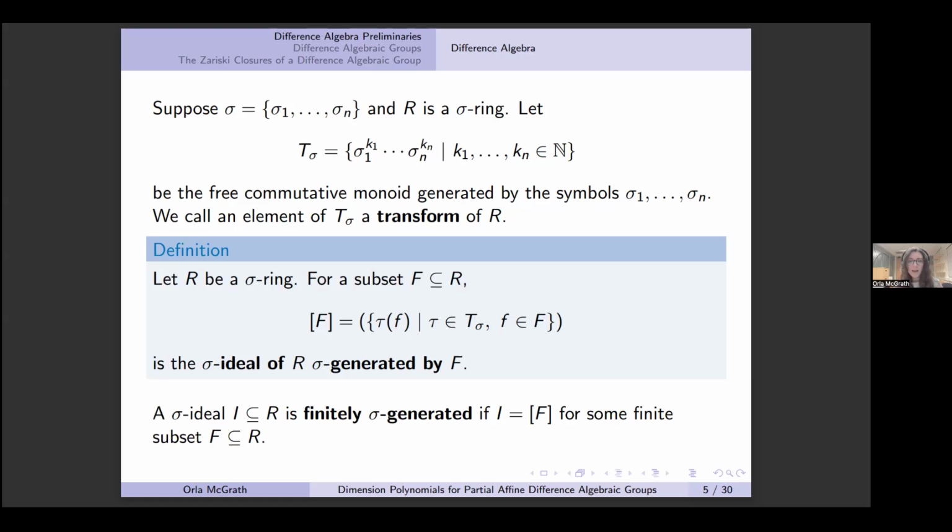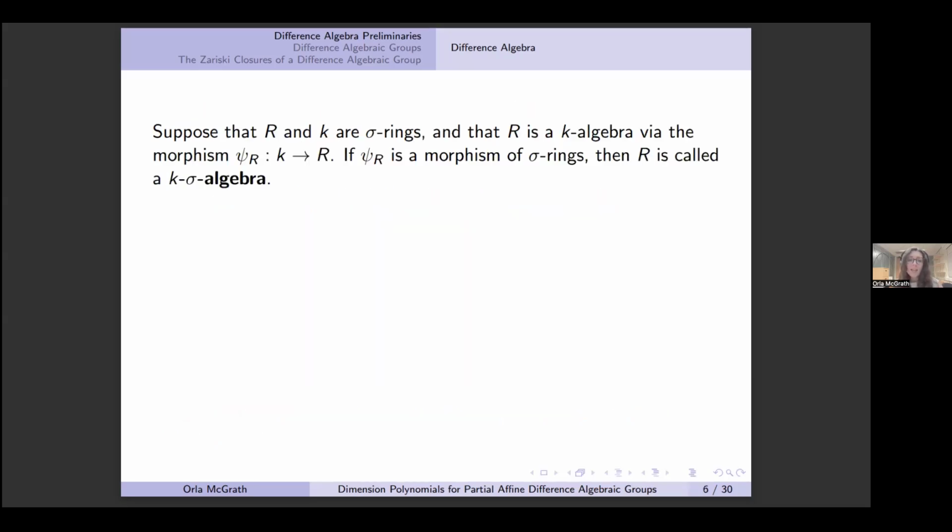Carrying on, a difference K algebra. If R is a K algebra and both R and K have difference structure, and if the K algebra structure and the difference structure are compatible, as in if the morphism is a morphism of difference rings, then we call R a difference K algebra, or we write it as a K sigma algebra.